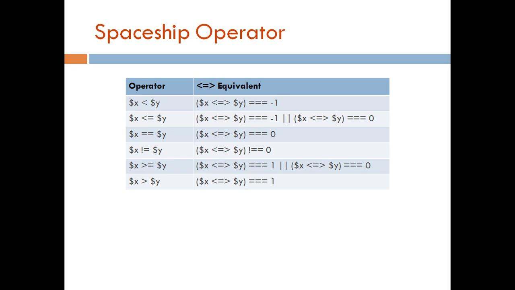So the logic in this is if both operands are equal, it returns 0. If the right operand is greater, it returns -1. If the left operand is greater, it returns 1. So this is the functionality. Here x is less than y. When we use this operator, when x is less than y, it returns -1. If they are equal, it returns 0. If they are not equal, with not equality also it is 0. If the left value is greater than y, then a positive value is returned, that is 1.